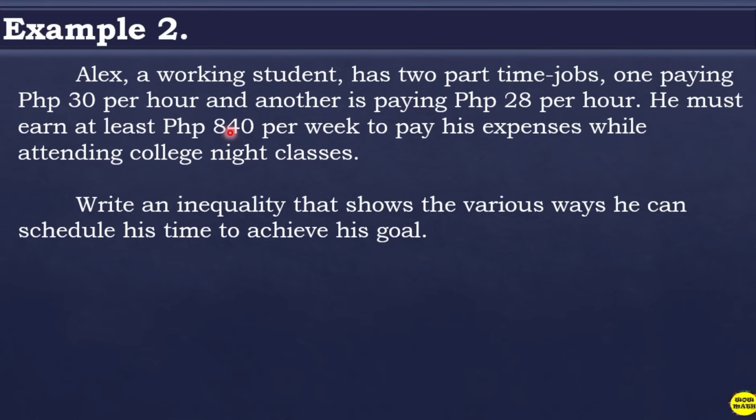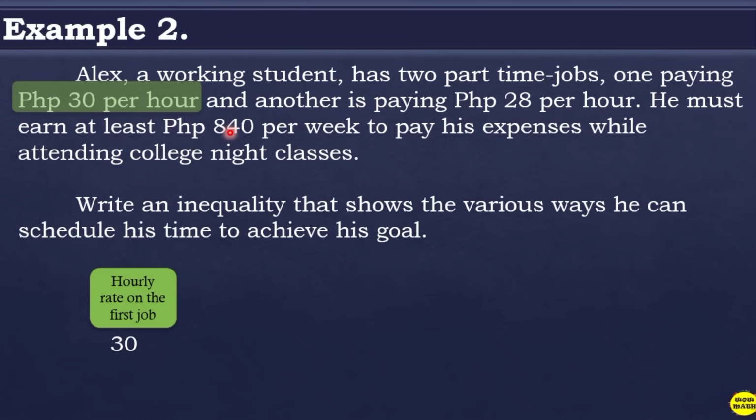So, first, understand the problem. So, highlights natin lahat ng given natin. And then, represent. Okay. So, meron tayong 30 pesos per hour. So, represent natin siya. Ito yung hourly rate niya dun sa first job niya. So, 30. Ita-times natin siya kung ilang oras siya mag-work dun. So, therefore, i-represent natin yung number of hours niya na magtatrabaho siya dun sa first job as X. Okay? Ito po, multiply ha.